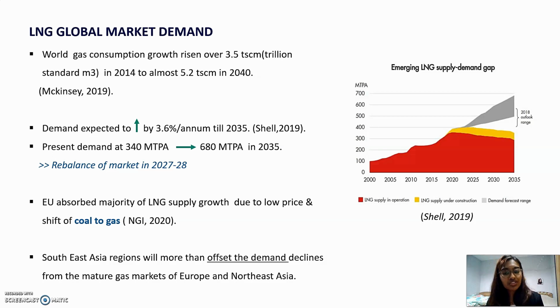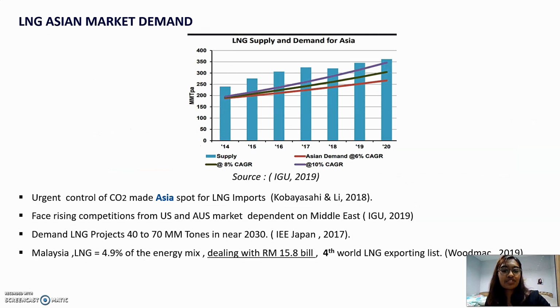Now, strong growth is seen from Southeast Asia and will offset the demand declines of the mature gas markets of Europe and Northeast Asia. As of the Asian market demand, since Asia alone has been consuming 50% of the world's coal, thus having an urgent measure for carbon dioxide regulation has positioned most Asian countries in an interesting spot for LNG imports.